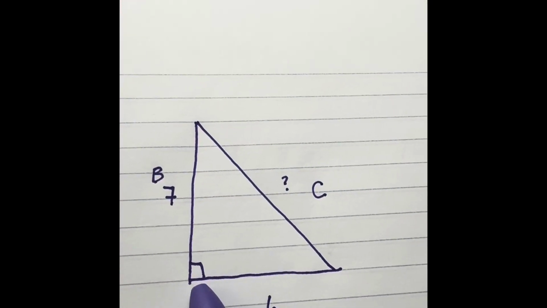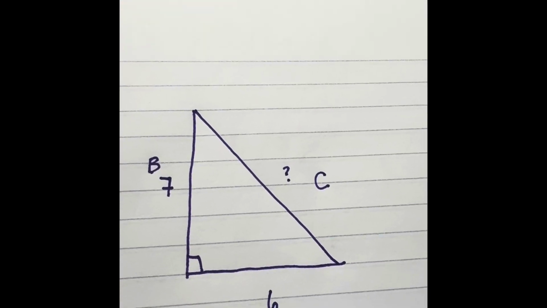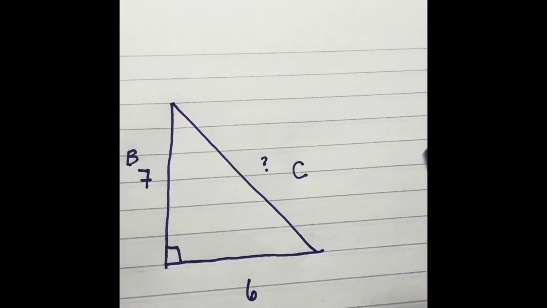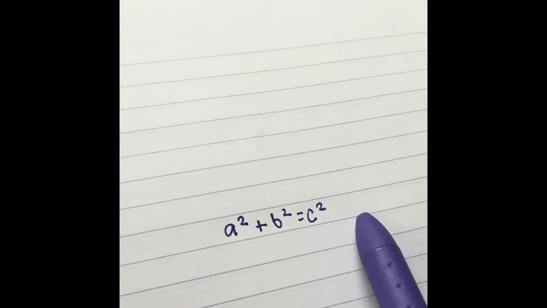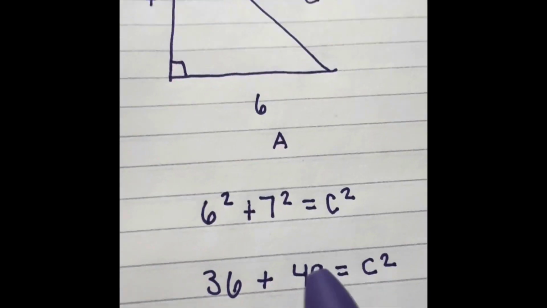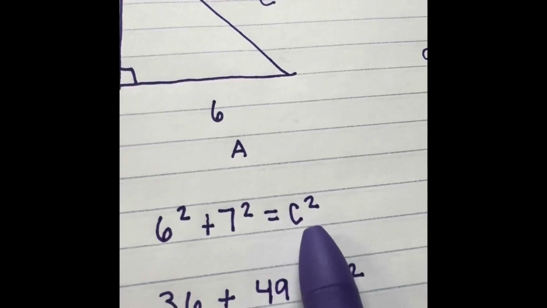So here we have our right triangle. This side is 6 and that side is 7. We can identify those as A and B, or B and A, it doesn't matter. But we have to find C, which is the longest side. So we're going to use this formula, a squared plus b squared equals c squared, and plug in our numbers. So here we have 6 squared plus 7 squared equals c squared.